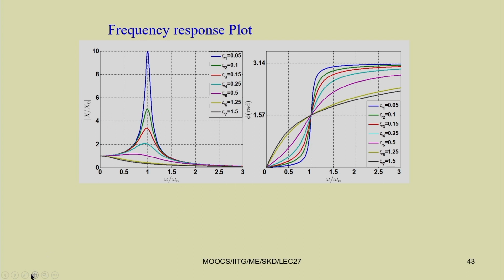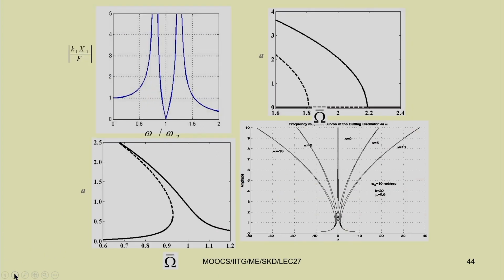This is the frequency response and this is the phase response of the system. That is for a single degree of freedom system. For a 2 degrees of freedom system you can see we have 2 peaks at omega by omega n. If it is a tuned vibration absorber, then at that omega by omega n, x1 equals 0. Similarly, this is for a linear system.